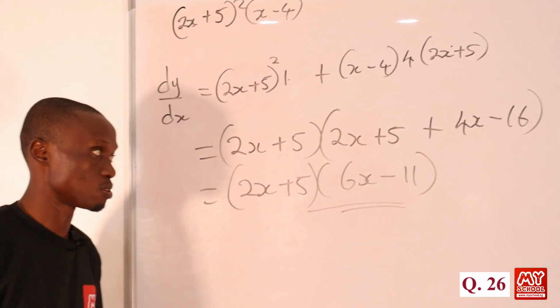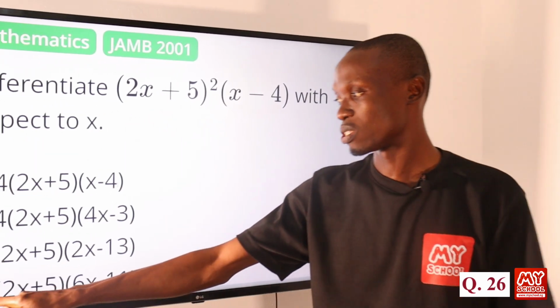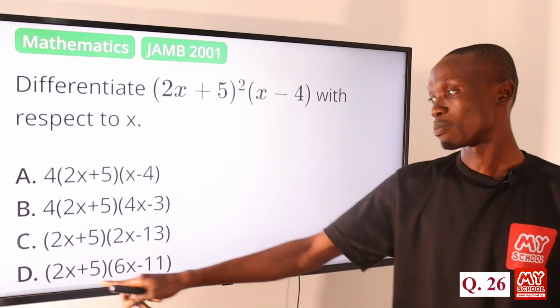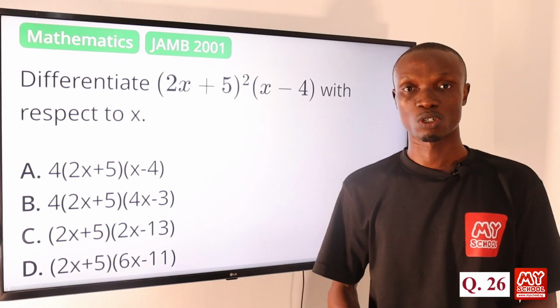So let's return to the screen to pick the correct answer to this question. From our calculation, option D agrees with the result that we got. So that makes option D the correct answer to this question.